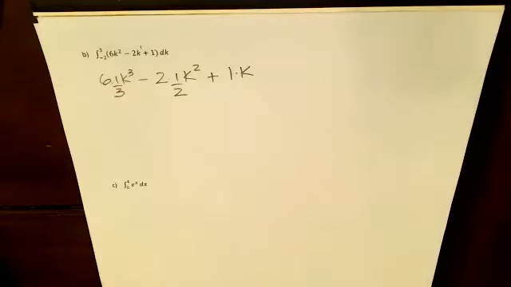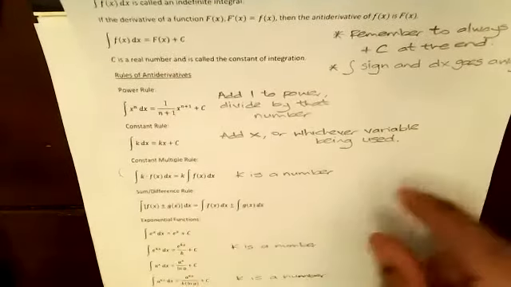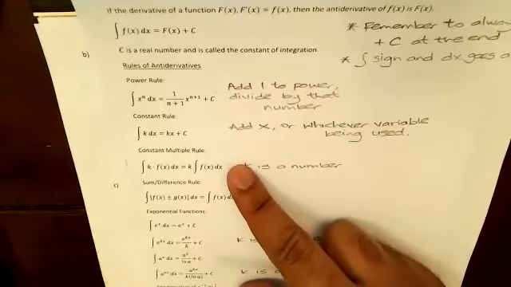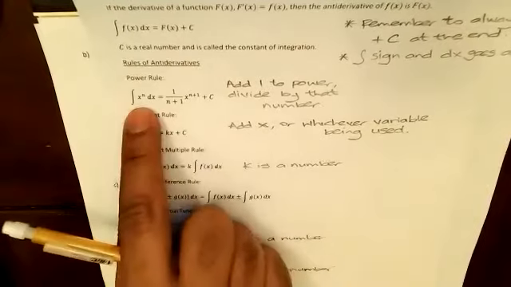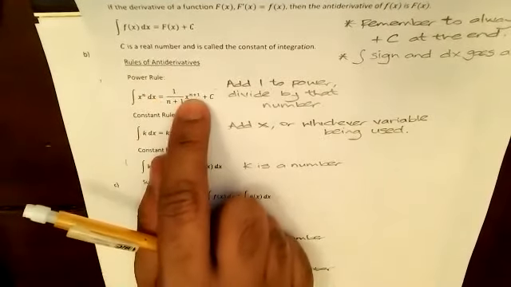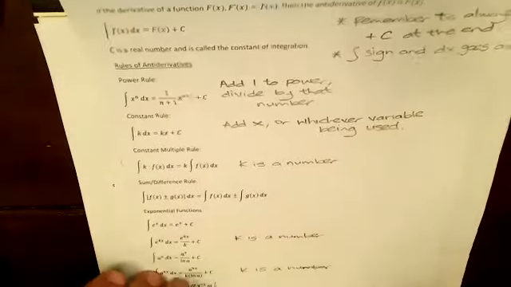Okay. Remember your antiderivative rules that we had discussed. So those are the rules that I'm using. Okay, if it was a number, it's just a number times x. If you have x to the power of something, you add 1 to the power, and then you have 1 over that number.